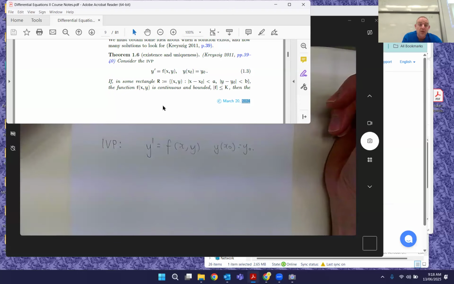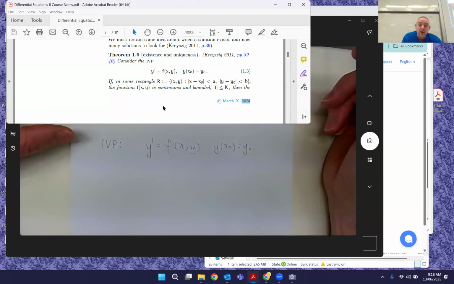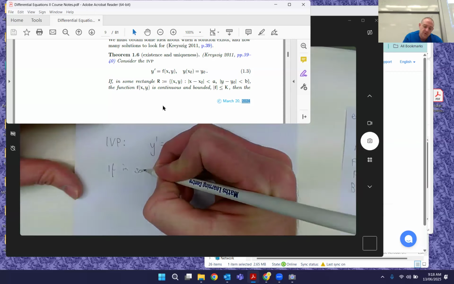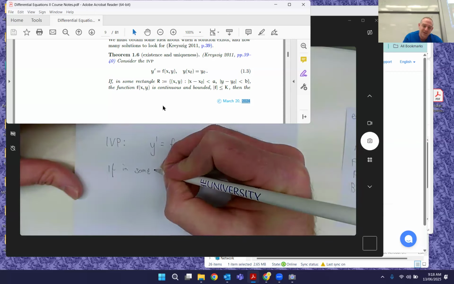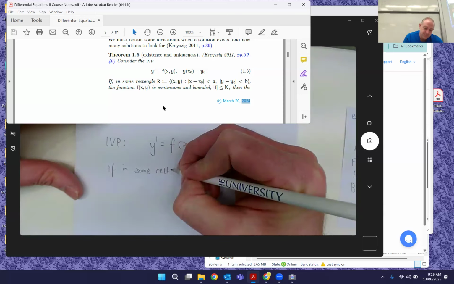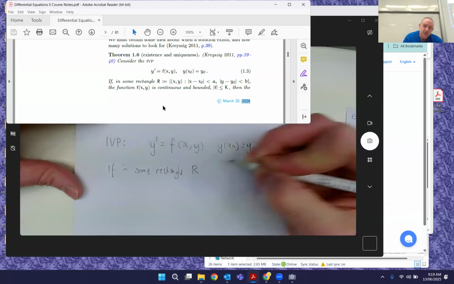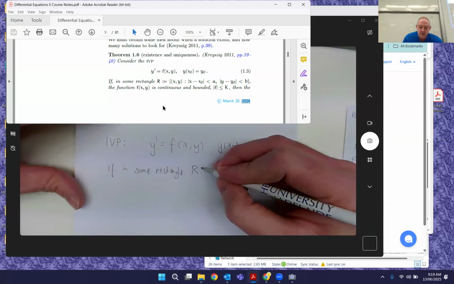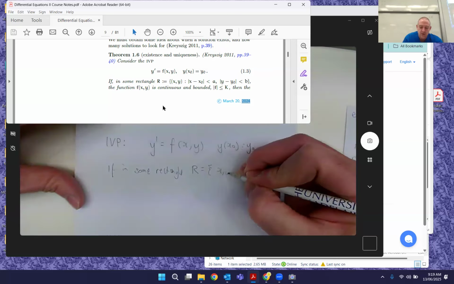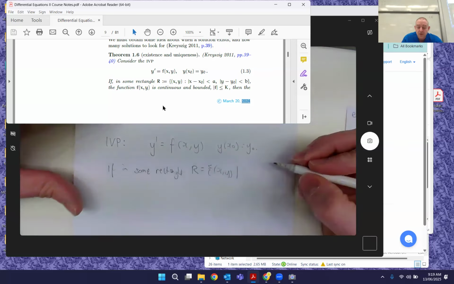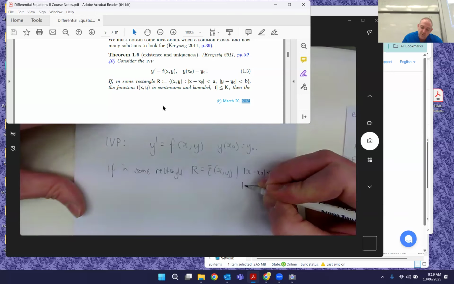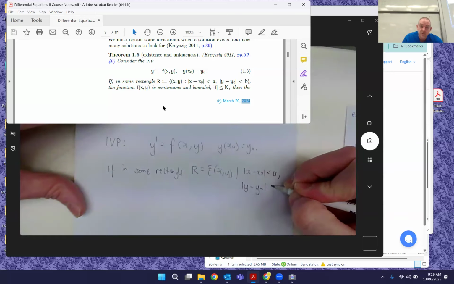So yeah. Okay, so if in some rectangle, okay. So this is the rectangle people were referring to earlier. This rectangle is called R. Okay. And it is the set of points (x, y) such that the distance between x and x naught is less than a, and the distance between y and y naught is less than b.